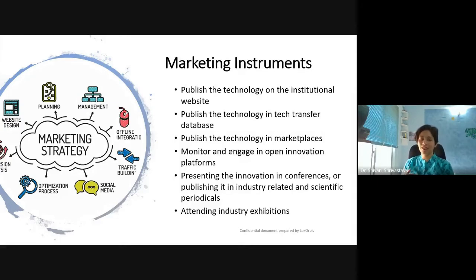One is publication. We can publish it on the institutional website, or if you have a personal website, you can post it there. There are some tech transfer databases, you can put it there. Then the marketplace, and then there are conferences being organized, startup conferences and other similar conferences. You can attend the conferences, present your technology or invention there. You can attend industry exhibitions.